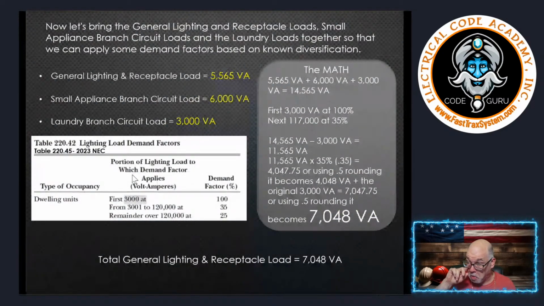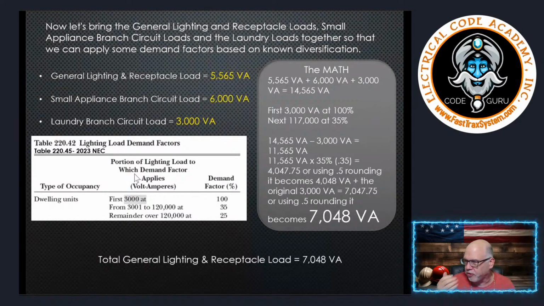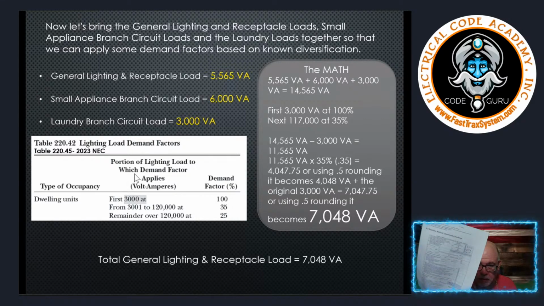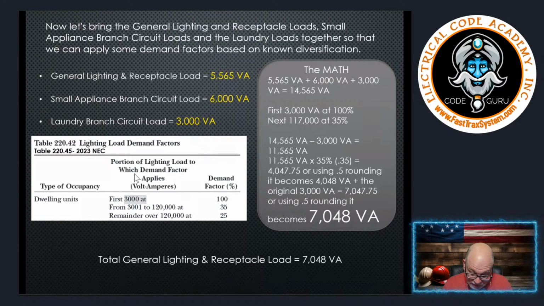All right. So first thing we're going to do is bring all of that stuff together, and we're going to apply some math because now I'm going to work out some demand. On our form, we have an area labeled item number 4, and we have to add all these values up. So we're going to take that 5,565, add the 6,000 to it, and add the 3,000 to it. So it should be 14,565.